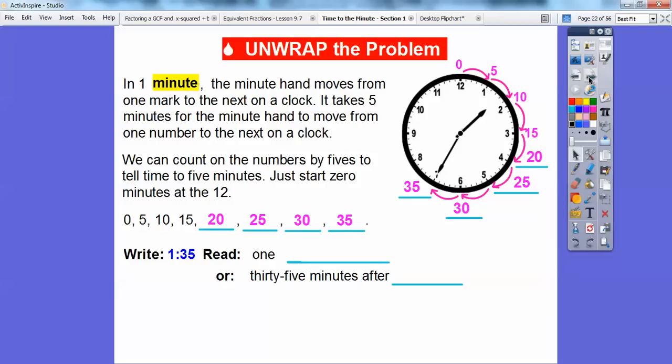So we're going to write it as 1:35 because it's between the 1 and the 2. So we knew it was 1 something. So we write it like this, 1 with a colon, 35, and it is read as 1:35, okay? Or you can say 35 minutes after 1 right there, okay? So 1:35 is the same as 35 minutes after 1. And we write it like this, this says 1:35. Or you can also read it as 35 minutes after 1 o'clock right there, okay?